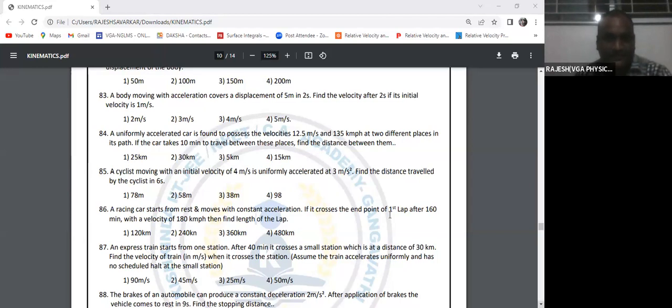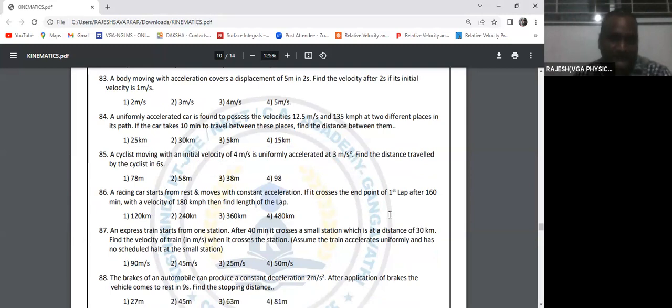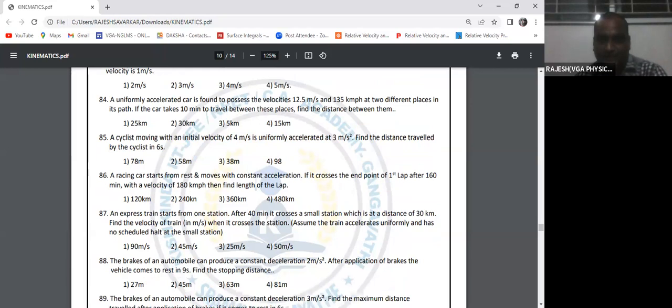A cyclist moving with an initial velocity 4 meters per second is uniformly accelerated at 3 meters per second square. Find the distance traveled by the cyclist in 6 seconds. So S equal to ut plus half at square. Ut is 4 into 6, 24. Half at square is half, a is 3, by 2 into 36. That is 18 into 3, 54. 54 plus 24, 78. Just you have to write ut plus half at square.